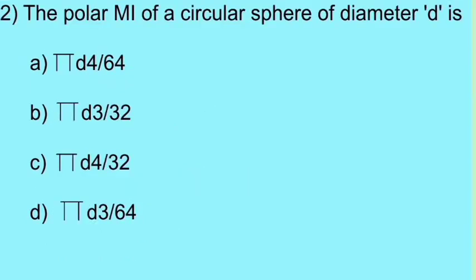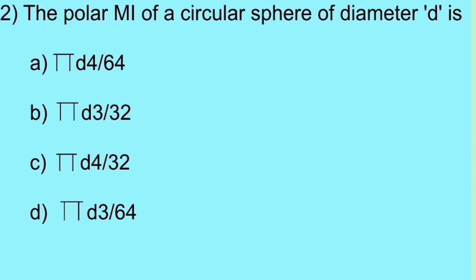Next question. The polar moment of inertia of a circular section of diameter d is option A, pi d raised to 4 by 64, option B, pi d cubed by 32, option C, pi d raised to 4 by 32, and option D, pi d cubed by 64. The polar moment of inertia of a circular section of diameter d is pi d raised to 4 by 32.